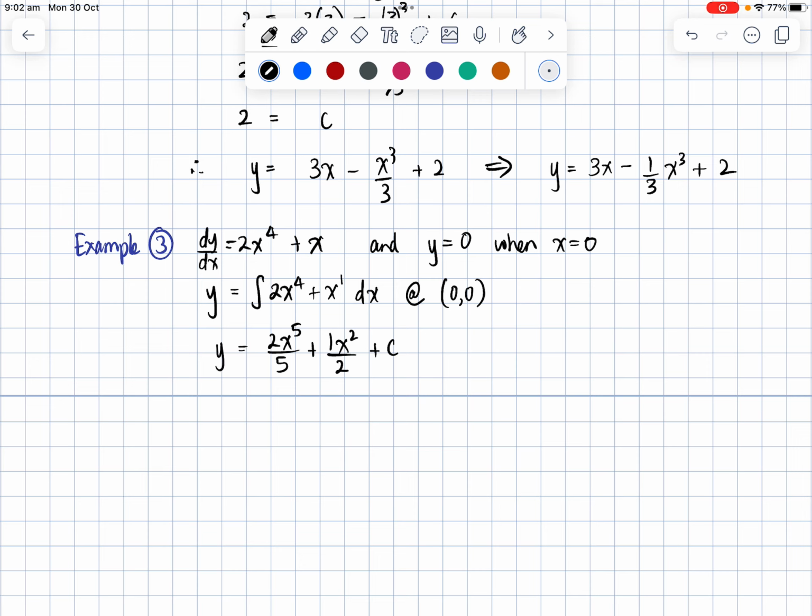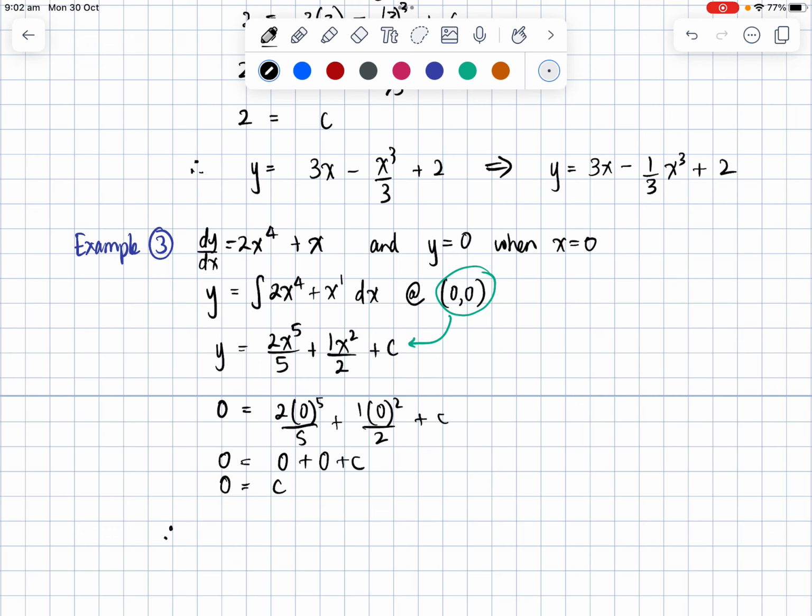So here's my y value. I want to now substitute x and y into this equation to find out what c is. This one's a nice and easy one, so I get 0 equals 2 times 0 to the power of 5 divided by 5 plus 1 times 0 squared divided by 2 plus c, which we get 0 plus 0 plus c equals 0, c equals 0.